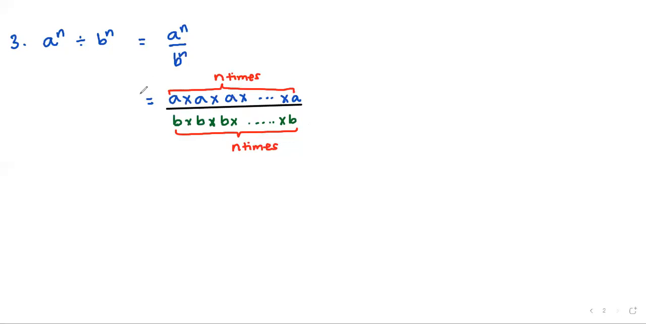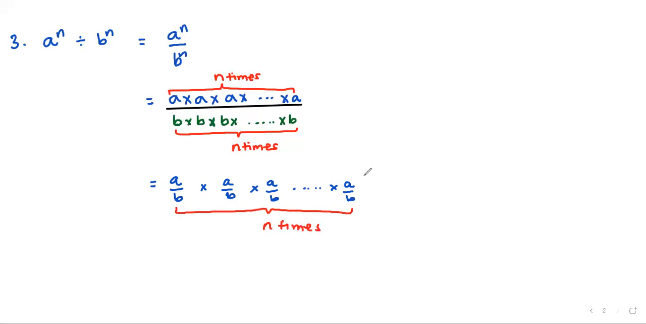But because we don't know what n is, we don't know how many B's we are going to have. So that's why I use these dots. I'm not sure how many. Okay, so we make fractions. So I'll get A out of B times A out of B times A out of B, and so on, times A out of B. How many times? n times. Okay, and then I'll get A out of B to the power of n.